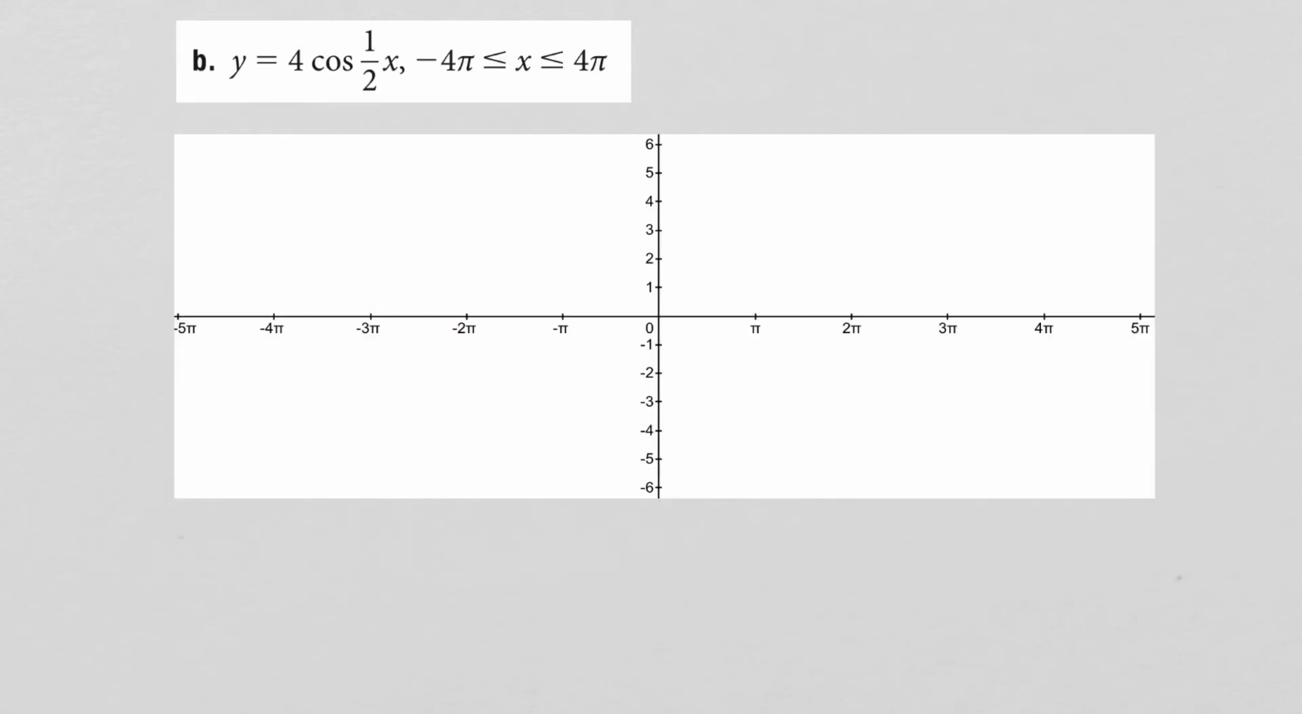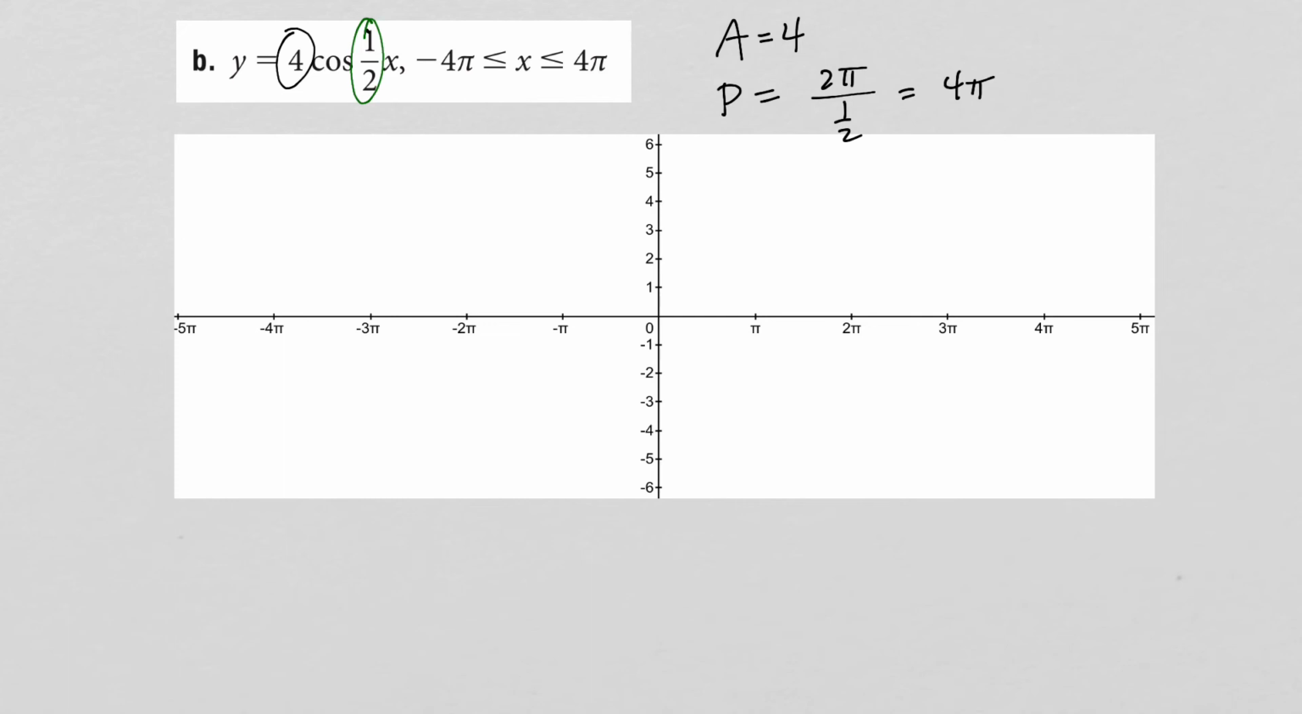In our next example, we are asked to graph between negative 4 pi and positive 4 pi. We'll just go ahead and graph for the whole thing here. Let's outline the important information. The amplitude of this graph is 4, and the period for this graph is 2 pi divided by 1/2, and 2 pi divided by 1/2 is 4 pi.